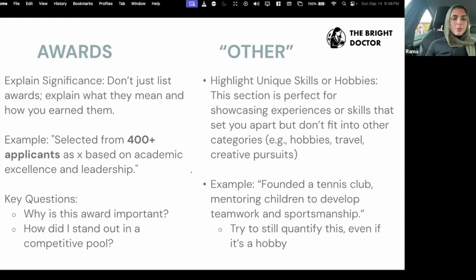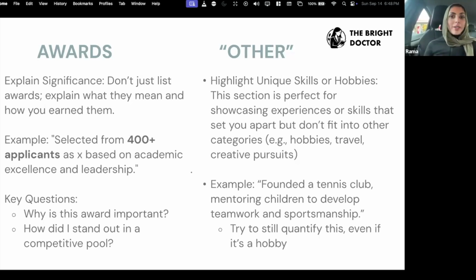And so I know we're short on time, so these two are pretty self-explanatory. Awards: one big note on awards is that you need to explain the significance of them, not just what award I got. How many applicants were involved, what was this criteria based on, why is it an important award, how did I stand out? And then the other section, this one's kind of a free-for-all.